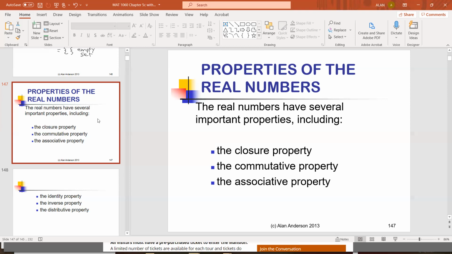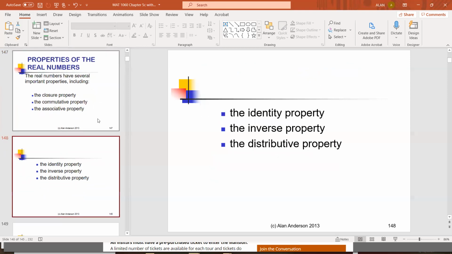When you see it again, you'll say, oh, how did I forget that? Well, you know, it's been a while. If you haven't been thinking about math all this time, then you're going to start forgetting it, of course. And then the last 3, the first 2 you may not have seen before, the identity property and the inverse property. The last one, the distributive property, for sure you've seen that one.